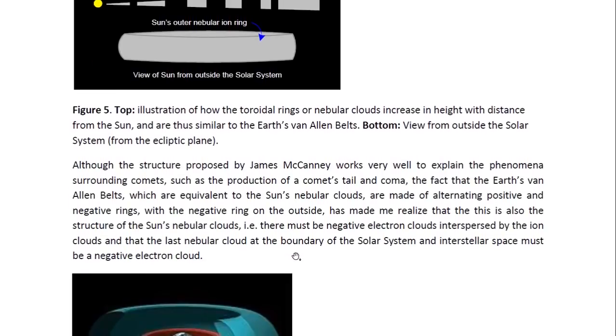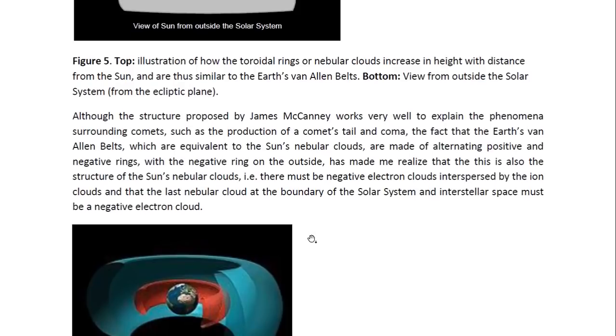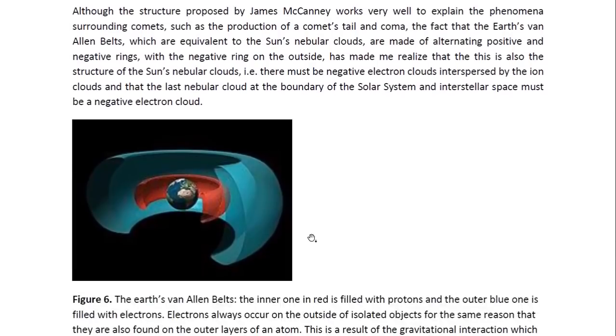Now, although the structure proposed by James McKinney works very well to explain the phenomena surrounding comets, such as the production of a comet's tail and coma, the fact that the Earth's Van Allen belts, which are equivalent to the sun's nebula clouds, but for a planet, are made of alternating positive and negative rings, with the negative ring on the outside, has made me realize that this is also most likely the structure of the sun's nebula clouds, i.e., there must be negative electron clouds interspersed by the ion clouds, and that the last nebula cloud at the boundary of the solar system and interstellar space must be a negative electron cloud.